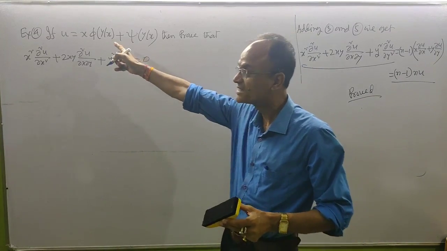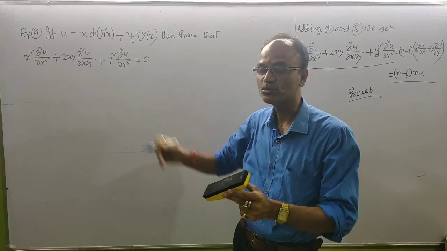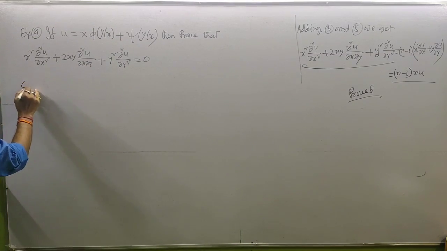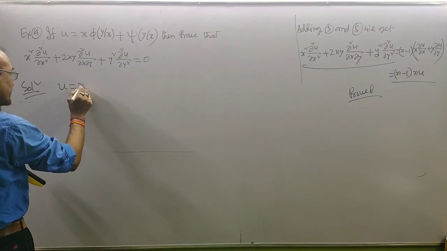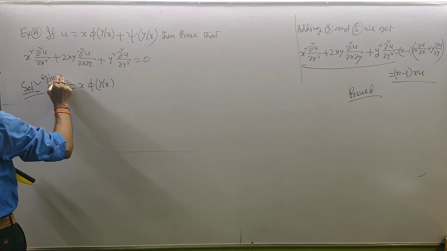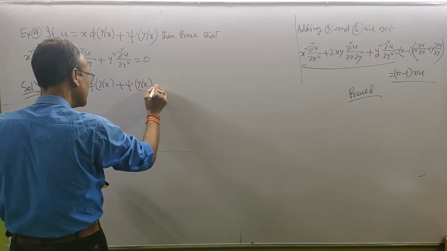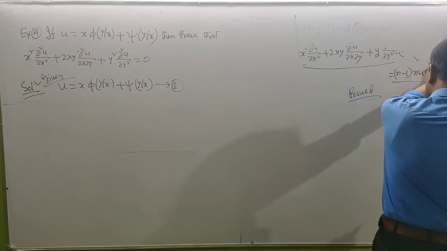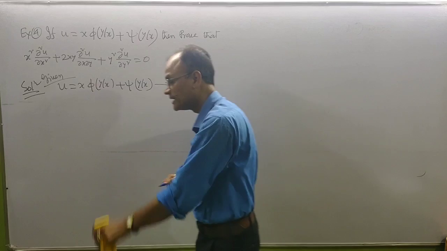If u equals x phi of y by x plus psi of y by x, then we have to prove this one. Solution: u equals x phi of y by x plus psi of y by x, as given. Suppose this is number 1.